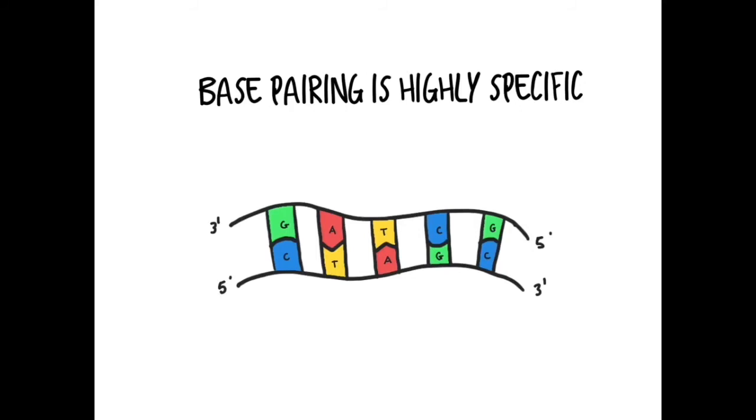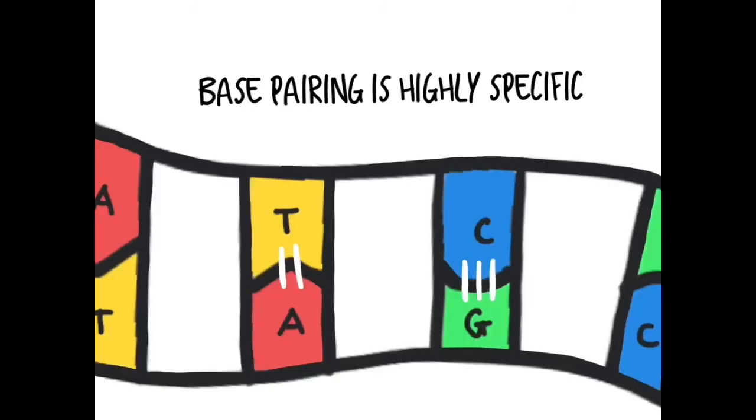This specific pairing is down to the hydrogen bonding between the complementary bases. An adenine-thymine pair makes two hydrogen bonds, and a cytosine-guanine pair makes three hydrogen bonds.